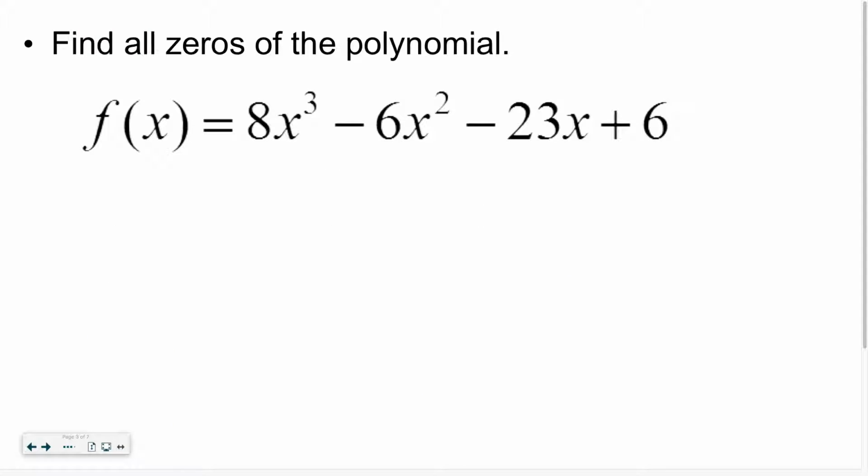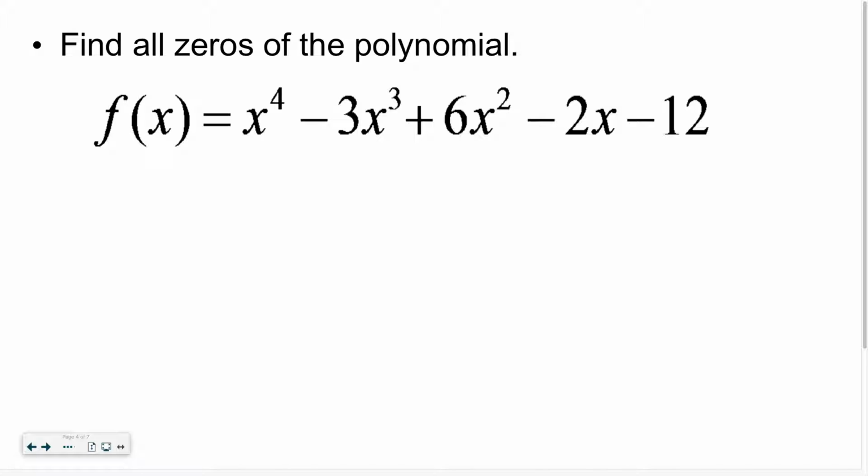Okay, we're going to start with this example. We're going to find all the zeros of the polynomial. This is a nice one to have in your notes so you can see the full solution. Go ahead and jot down this polynomial. F of x equals x to the 4th minus 3x cubed plus 6x squared minus 2x minus 12.